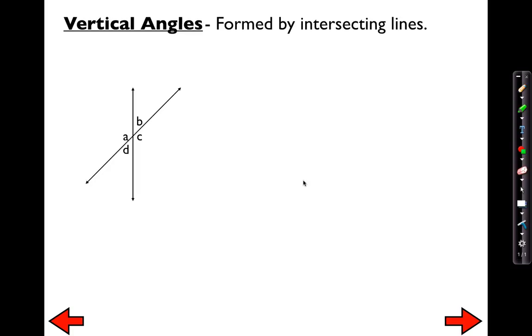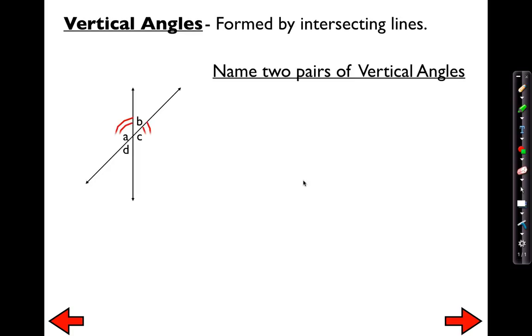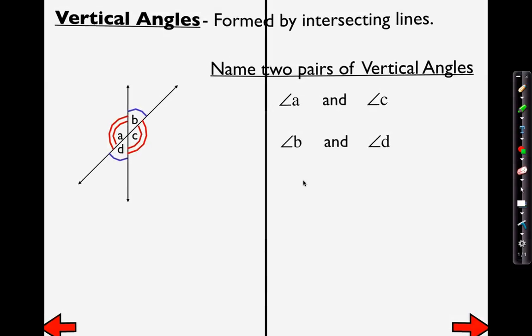So here, let's go ahead and practice naming those pairs of vertical angles. I'm going to go ahead and say A and C are vertical angles. They're across from each other, opposites. Okay. B and D are also vertical angles.